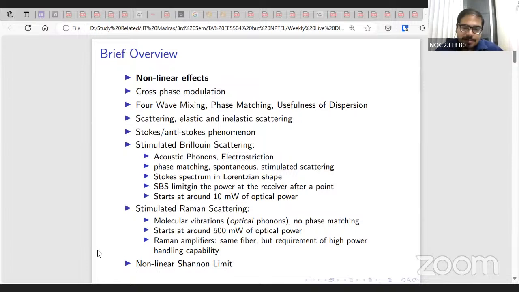Brillouin scattering was caused by acoustic phonons, and Raman scattering is caused by molecular vibrations, which some sources also call optical phonons. And we also talked about how Brillouin scattering in an optical fiber is allowed in only one direction, counter propagating to your wave.